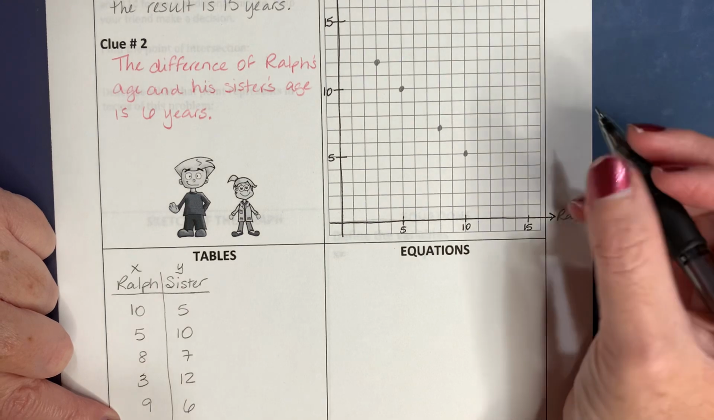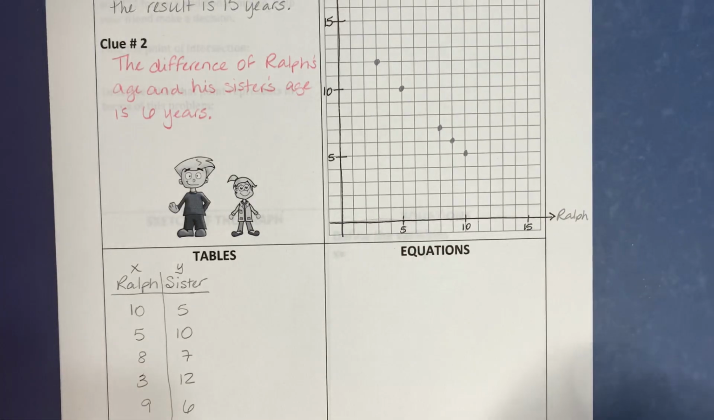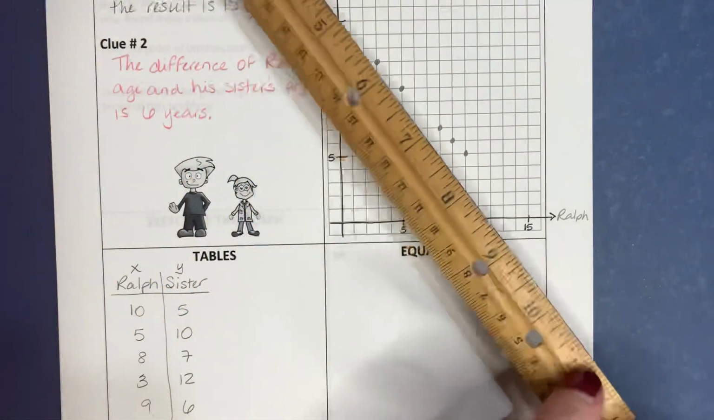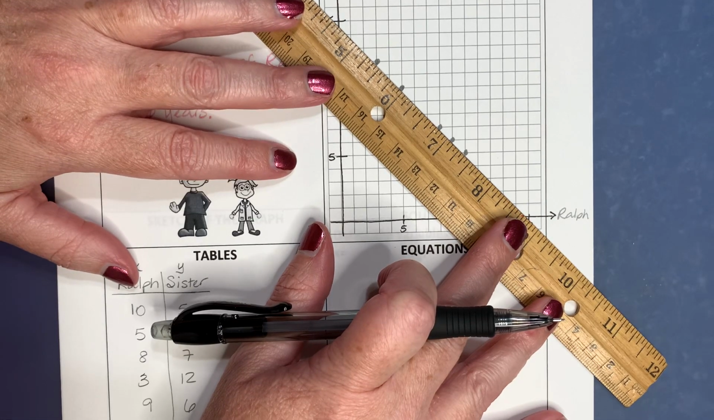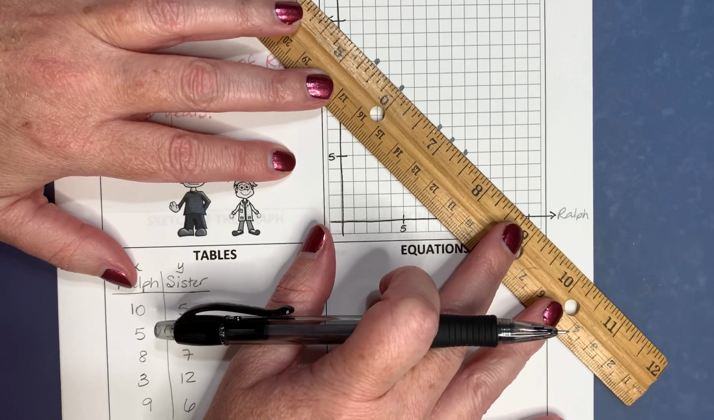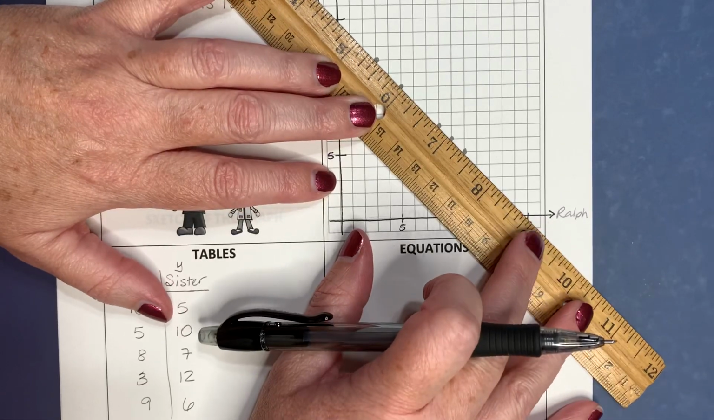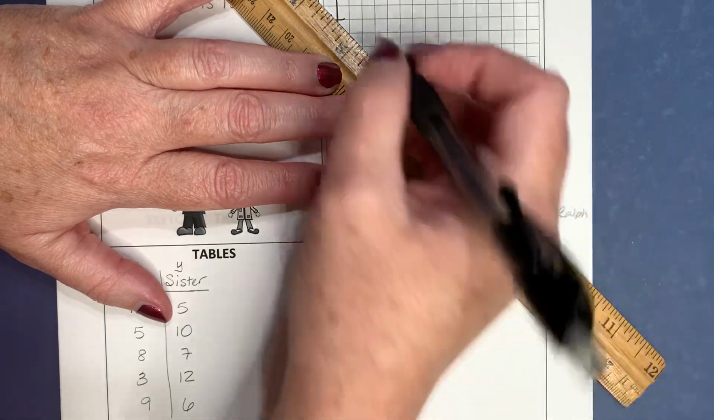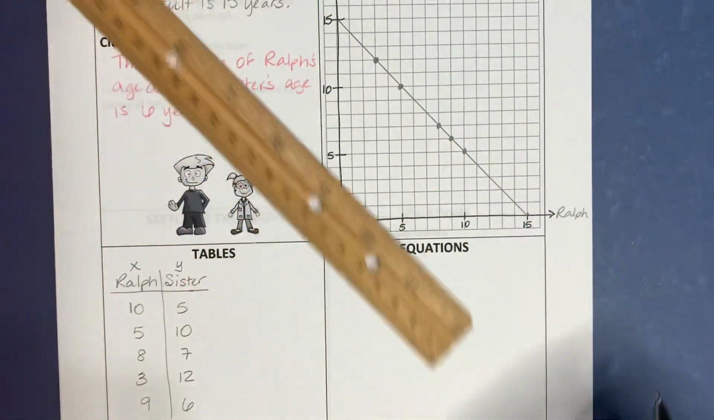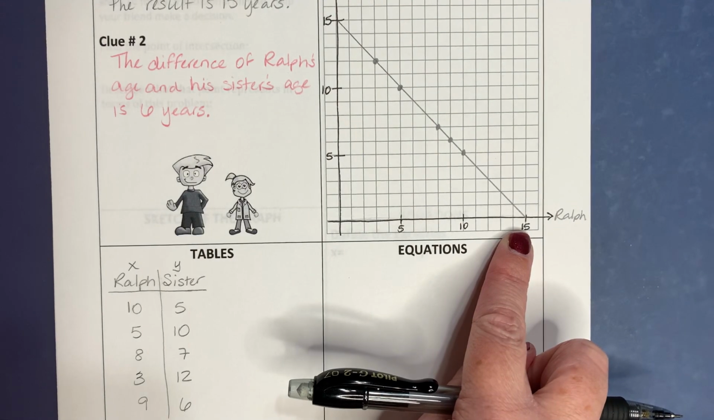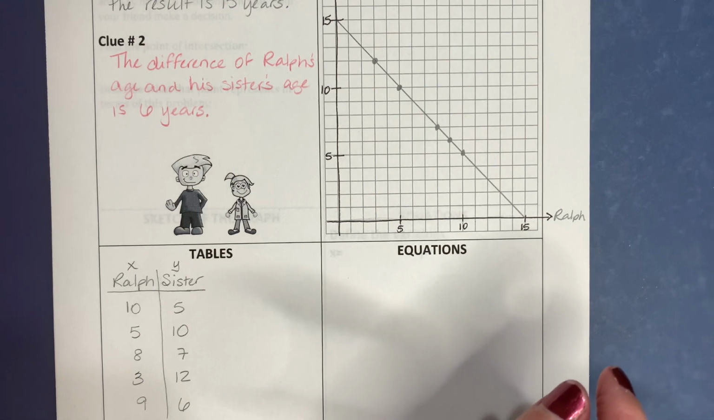And the last one we have is 9 and 6. And so you can see how easily that forms a line. We can use the ruler to make sure that they all do line up, and in fact they do. And we know that if sister is 0, then Ralph's going to be 15. And just like the other way also, if Ralph is 15, then sister would be 0, because together their ages add up to 15. Okay, so that's what we know right now.